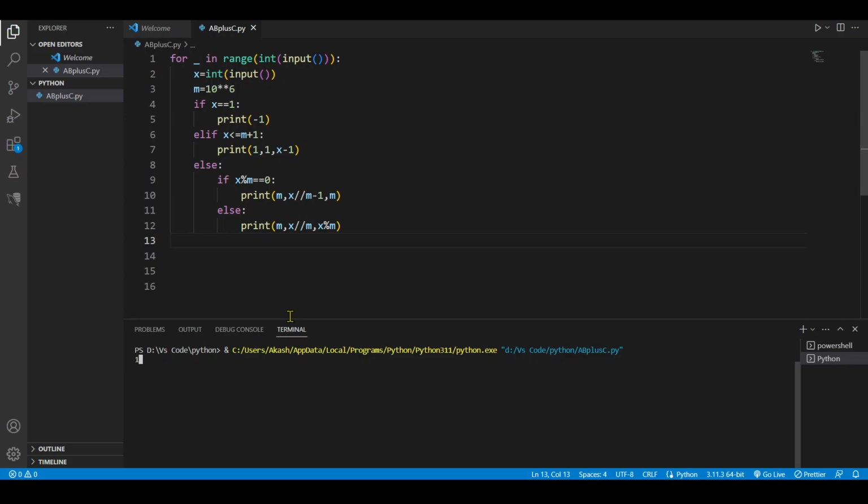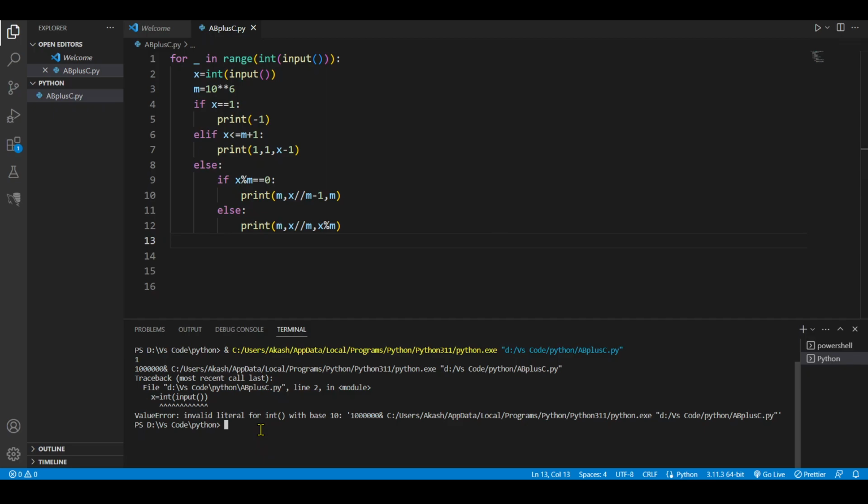Let's check for each value one by one. So let's check for 100. Yes, it is showing 1 1 and 99. 1 into 1 will be 1, 1 plus 99 will be 100. Okay, it is working. Now let's check for any other value, that is around 10 to the power 6. So let's check for one value, that is 1 0 0 0 0 0 0, 10 to the power 6. Let's check it out for it.